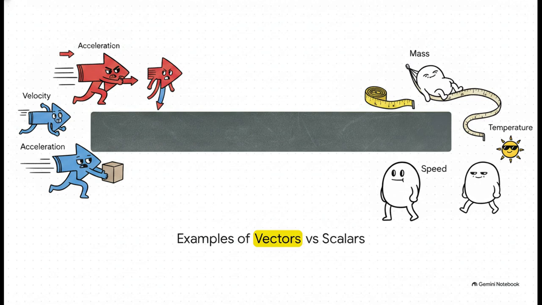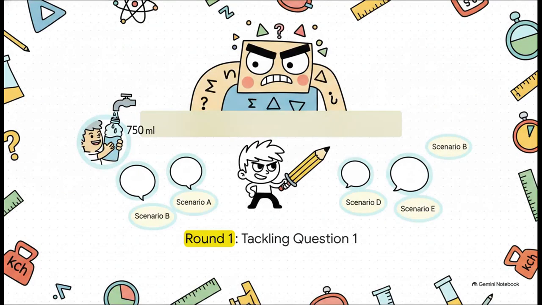Imagine an airplane flying in a heavy crosswind. Its speed, the scalar, might be 500 kilometers per hour, but its velocity, the vector, has to account for the wind blowing it sideways. If the pilot only calculates using the scalar speed, no way are they landing in the right city. All right, training is officially over.